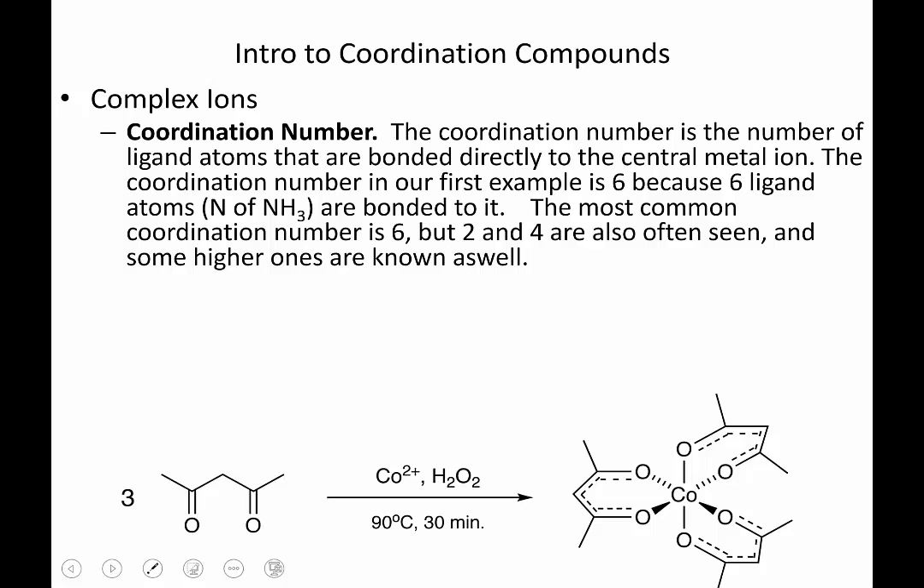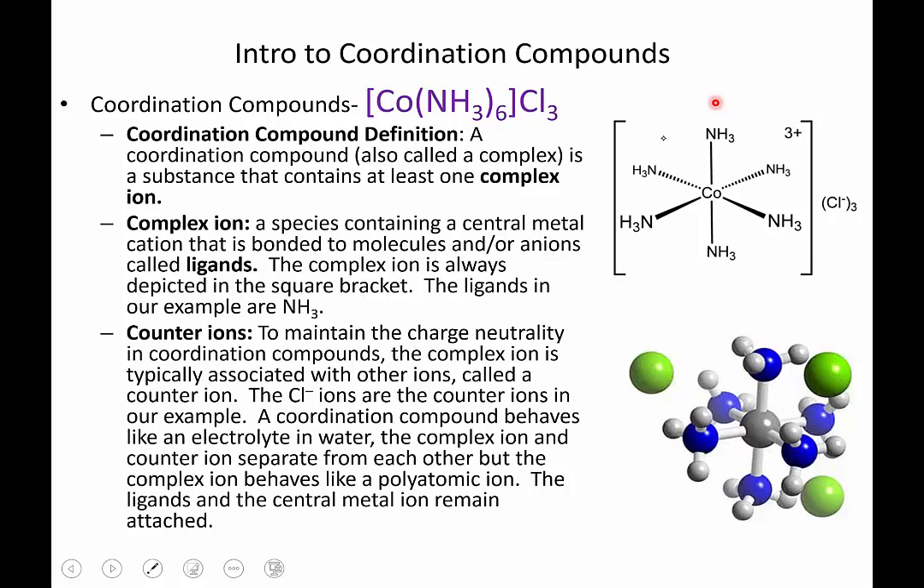For complex ions, one thing we need to talk about is coordination number. Coordination number is the number of ligand atoms that are bound directly to the central atom. For this species, coordination number is the number of atoms bound directly to our central metal. So here we have 1, 2, 3, 4, 5, 6 nitrogen atoms bound to this cobalt. So this would have a coordination number of 6.